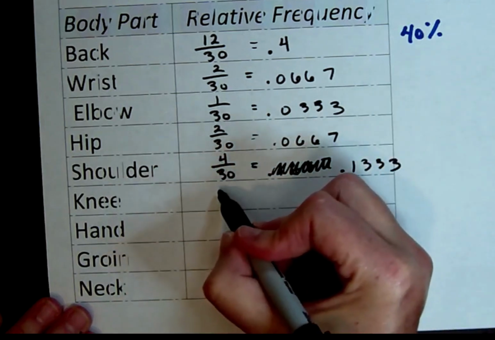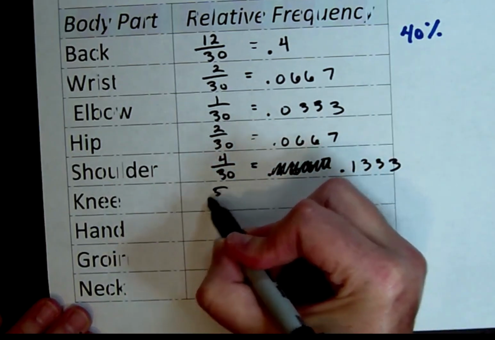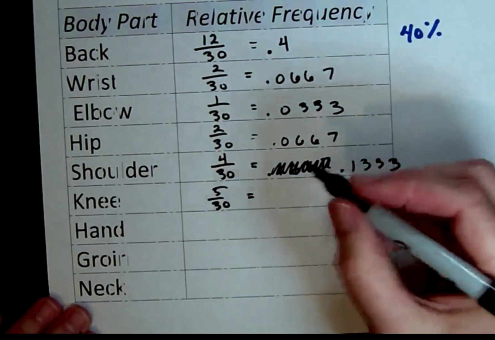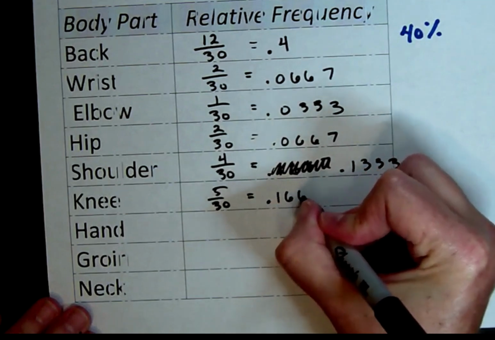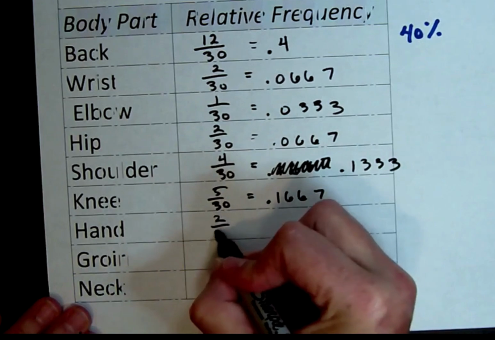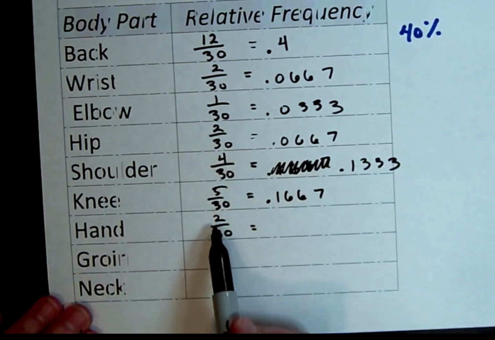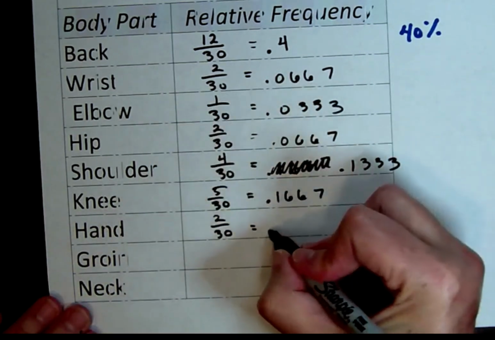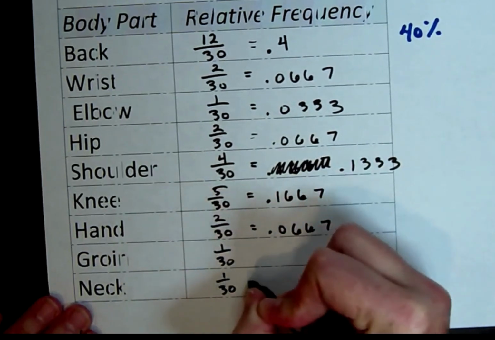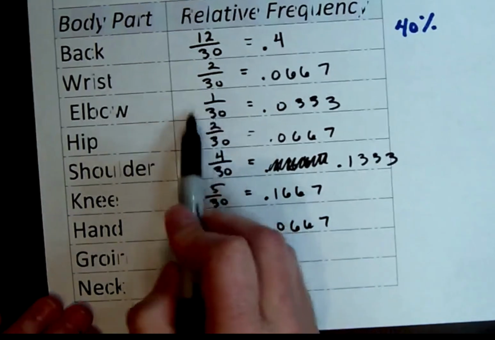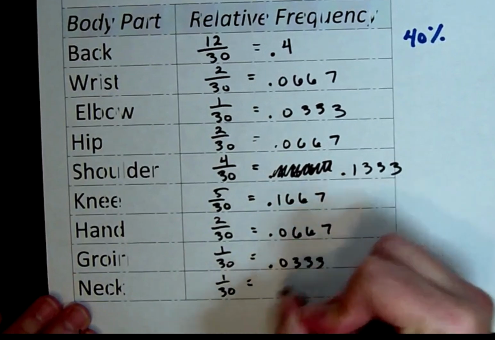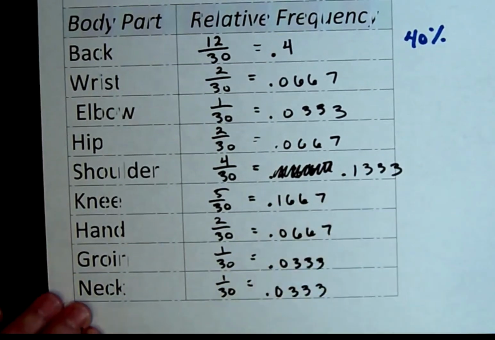Okay, going on to the knee. For the knee, there were 5 occurrences, so 5/30ths of the data values were knee, and doing the division there, that's where you'll get 0.1667. Okay, for the hand, 2 of the 30 data values were hand. We've already done that division. You get 0.0667. Groin and neck were both 1/30th of the data values, and we've done that division as well up here. 1 divided by 30 turned out to be 0.0333. Again, you're going to use a calculator when you do this.